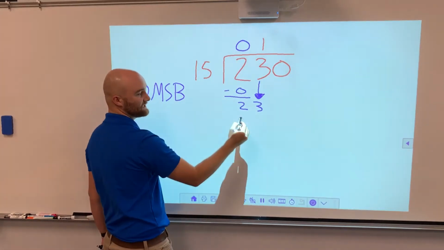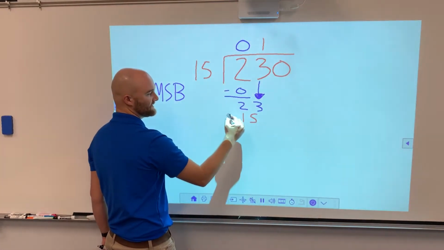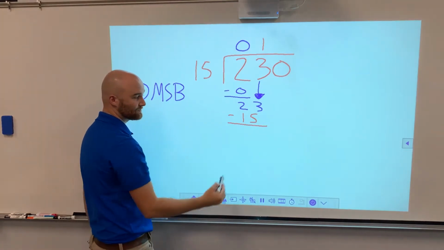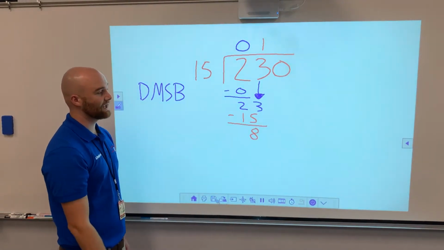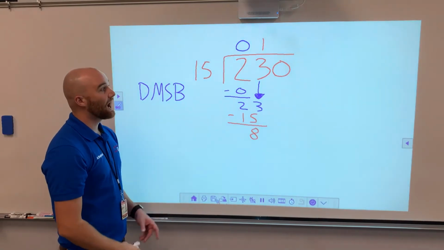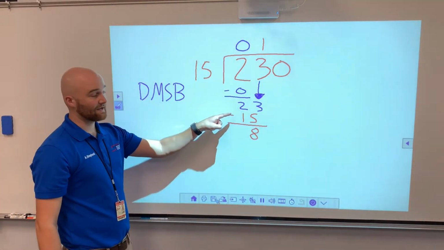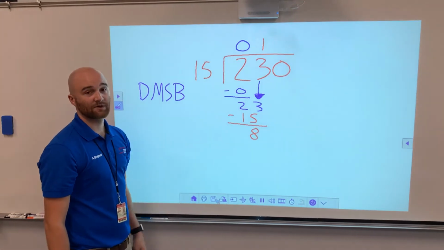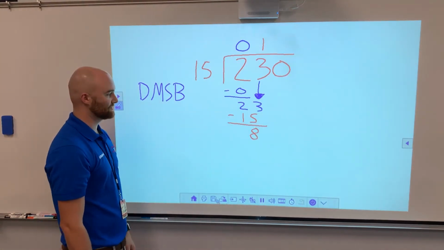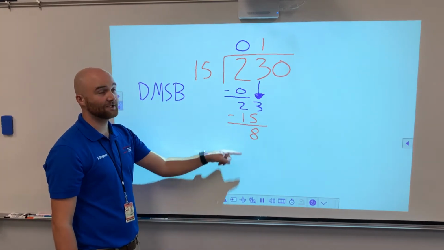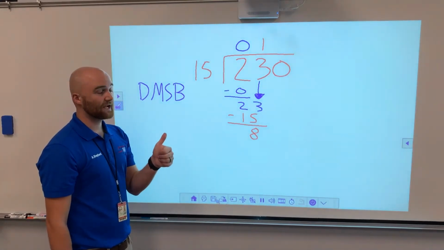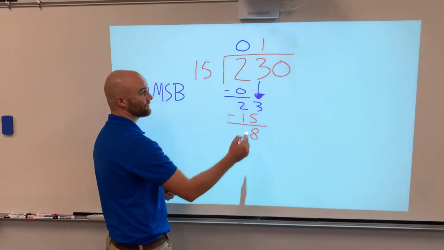1 times 15 gives me 15. I do my subtraction, and I have an 8 here. I know it wasn't too big because I was able to fit 15 into 23. I was able to do my subtraction. After I do my subtraction, I can't fit another 15 in there, so I know I didn't go too small. So it looks like I got that one right. Next, I'll bring down this 0.